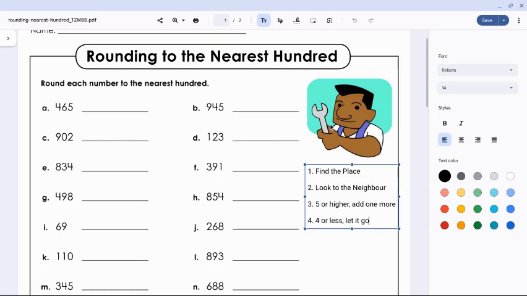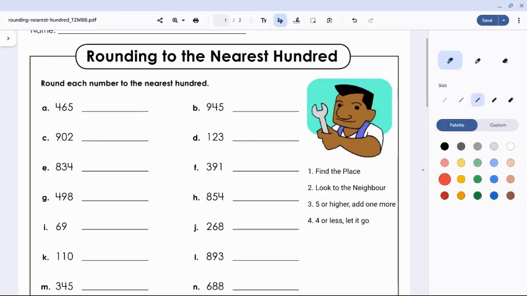So let's do a couple of practices on this page as we're rounding to the nearest hundred. Here our number is 465. Step one is find the place. Step two is look to the neighbor. So I'm going to look at the number in the tens column this time, not the ones column. Sneak my little arrow in there. So I'm looking at the 6. The 6 is a 5 or higher, so I'm going to add one more to the place that I was looking at. So I add one more to the 4, and that's going to round this number to 500.